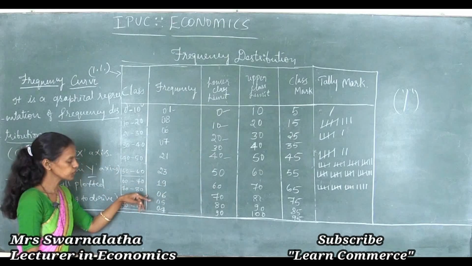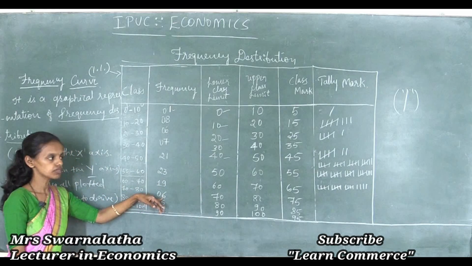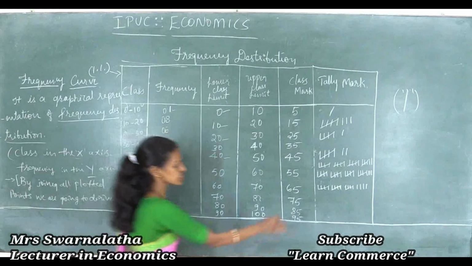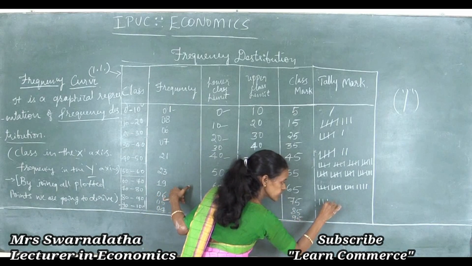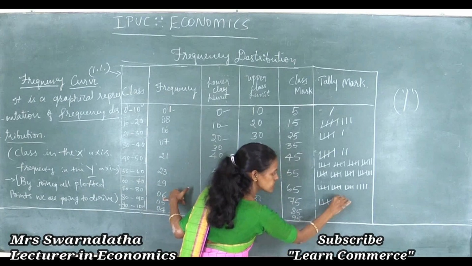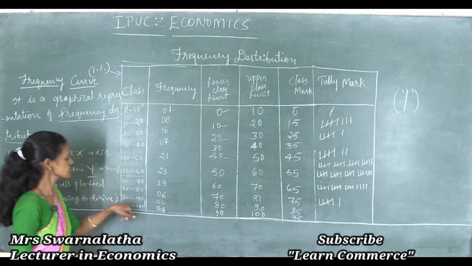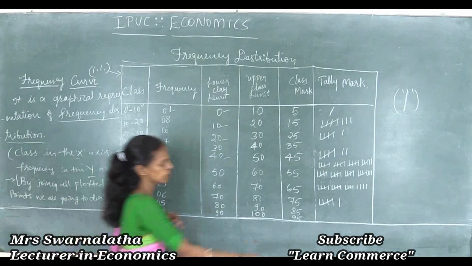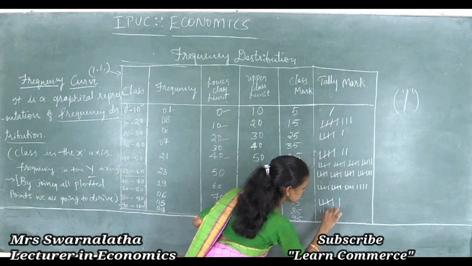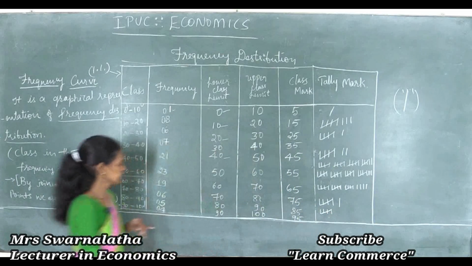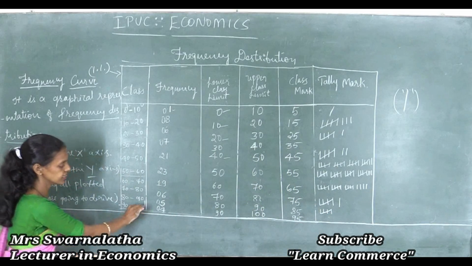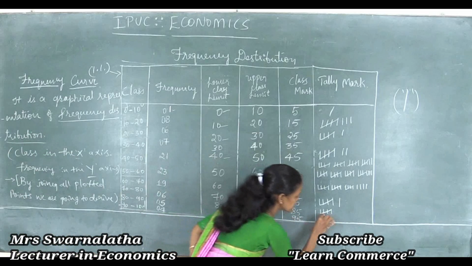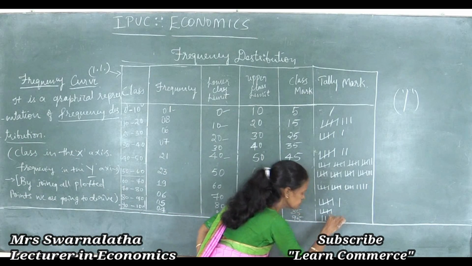Next is 70 to 80, the number of observations is 6: 1, 2, 3, 4, 5, 6. Next is 80 to 90, the observation is 5: 1, 2, 3, 4, 5. Next is 90 to 100, 4: 1, 2, 3, 4.